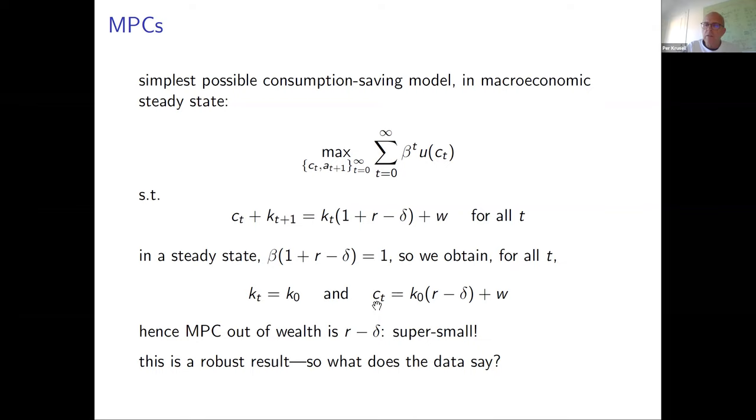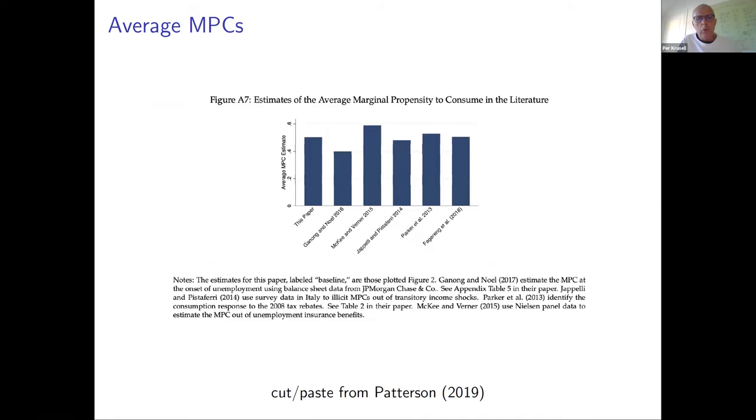By that amount times R minus delta. And R minus delta is super small. So quantitatively, the permanent income model is a nice model, but it gives super small MPCs. So if this were borne out by looking at data, that would be fine. Of course, it's very difficult to identify these in the data, but I'm going to just draw on Christina Patterson's paper that goes over, including her own paper.